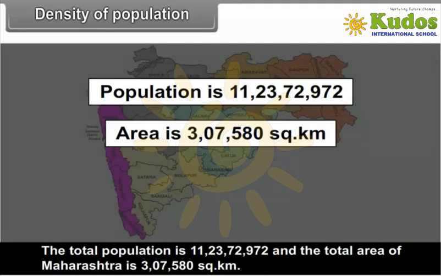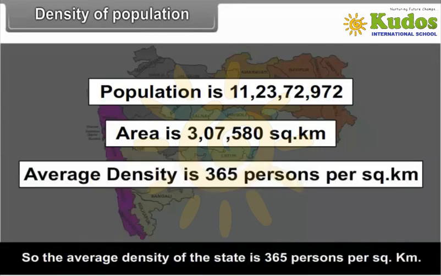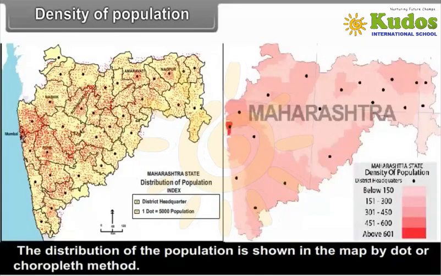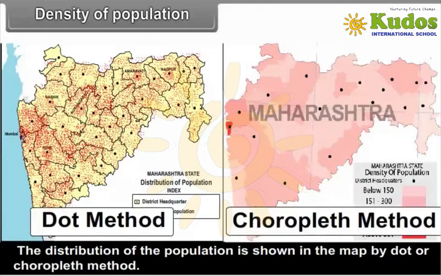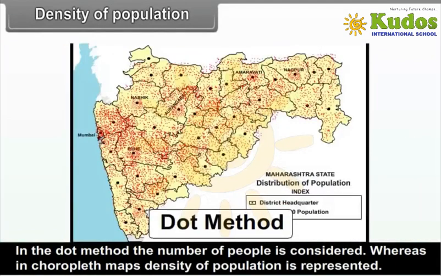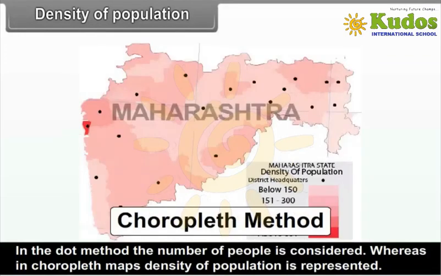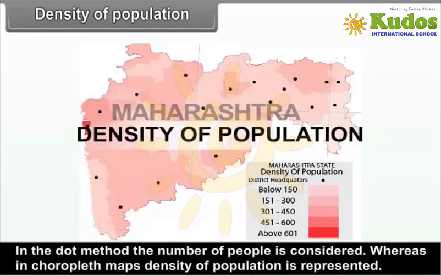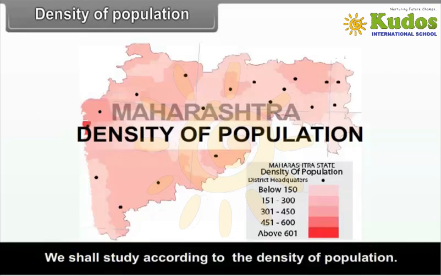where the total population is 11,23,72,972 and the total area of Maharashtra is 3,07,580 square kilometers. So the average density of the state is 365 persons per square kilometer. The distribution of the population is shown in the map by dot or the choropleth method. In the dot method, the number of people is considered, whereas in choropleth maps, density of population is represented. We shall study according to the density of population.